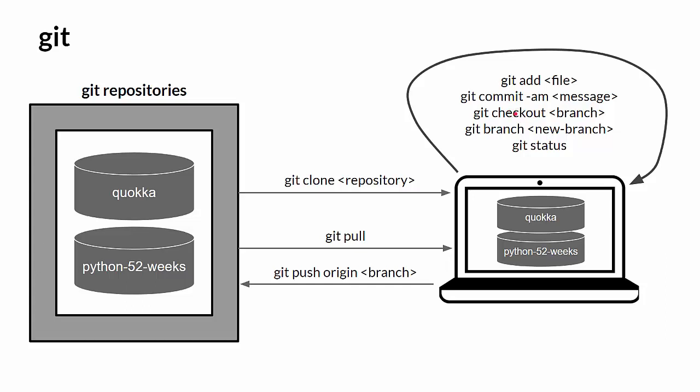When I am interested in a particular branch, then I say git checkout branch. If I want to create a new branch, then I specify my new branch. I added one extra one down here. Git status is going to tell me the status of the particular branch that I am on.